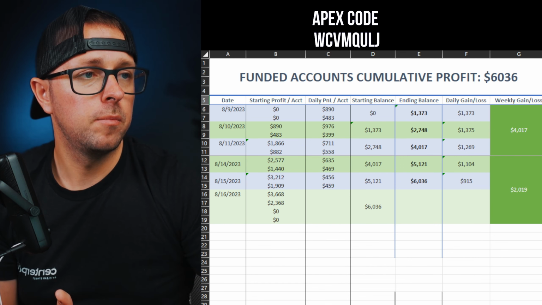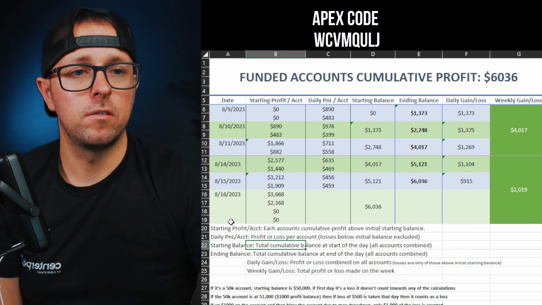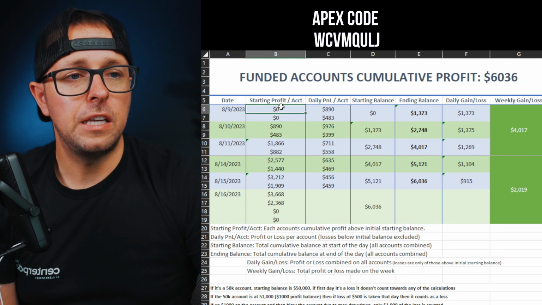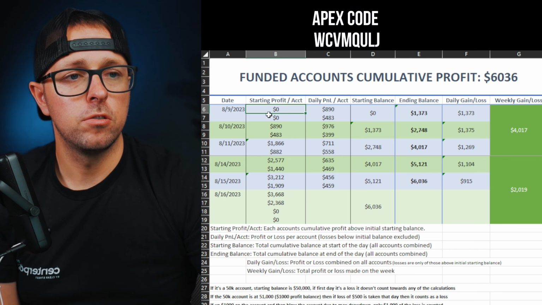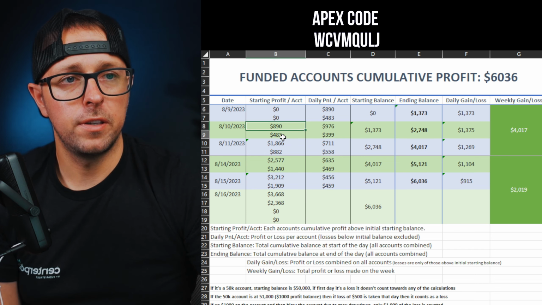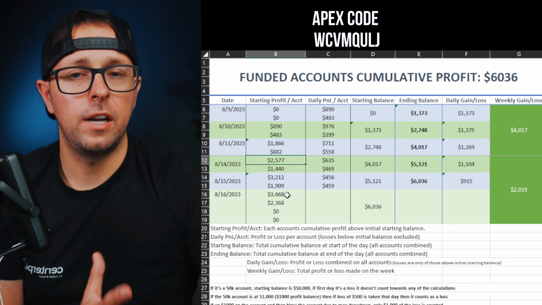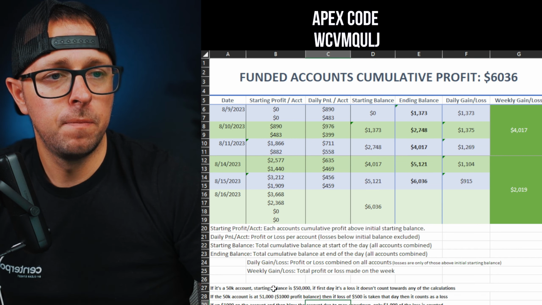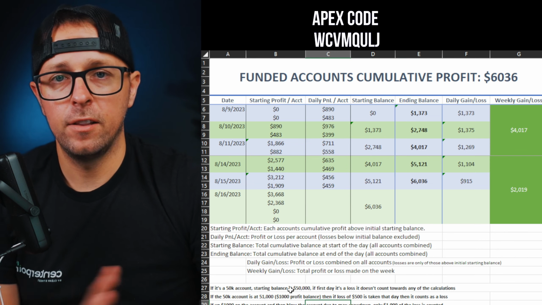And I've made some notes here that kind of breaks it down for me in case I get confused. But again, the starting profit is each account's cumulative profit above the initial starting balance. So again, it's all the days combined I traded that account, and that's the starting balance. That's something that you could see on your Apex's back page. And here I gave a couple more examples so you could read that as well. So again, if I have a 50K account, the first day I take a loss, that loss is not inputted.